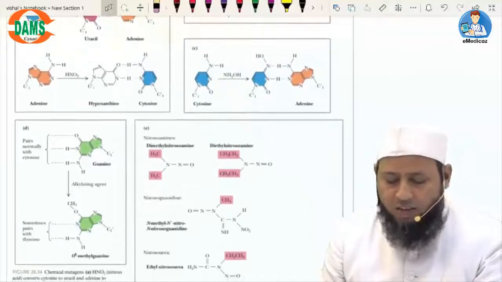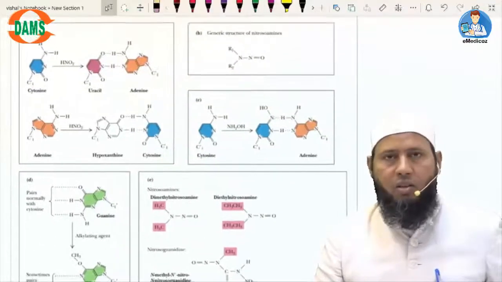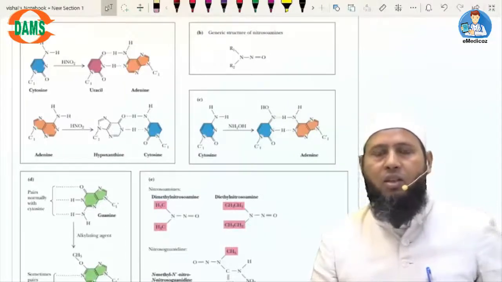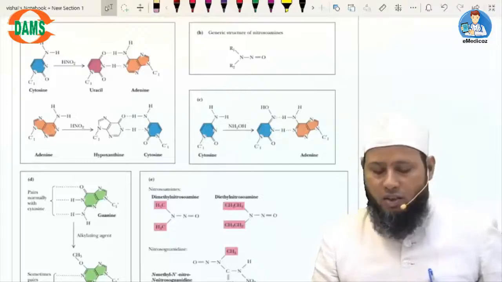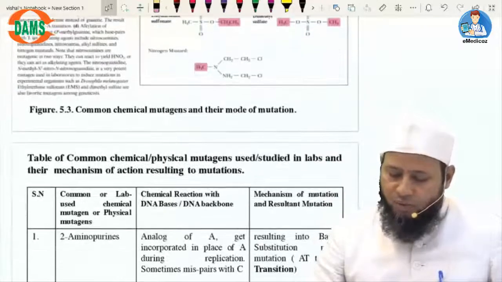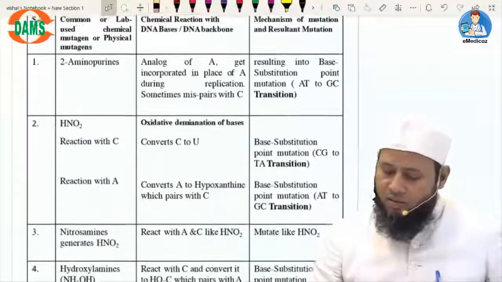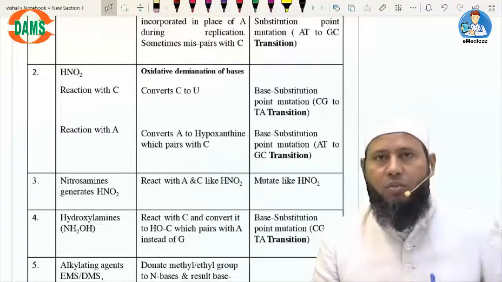Similarly, we discussed various kinds of chemical agents, the acids, the bases, and then the reducing agent, then the oxidizing agent, and then the alkylating agents, and what kind of different modifications they will generate, and based on those modifications what kind of mutations will arise.